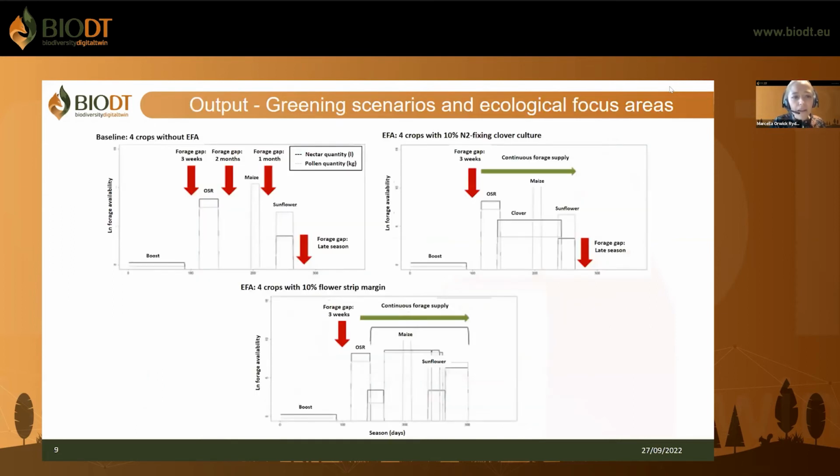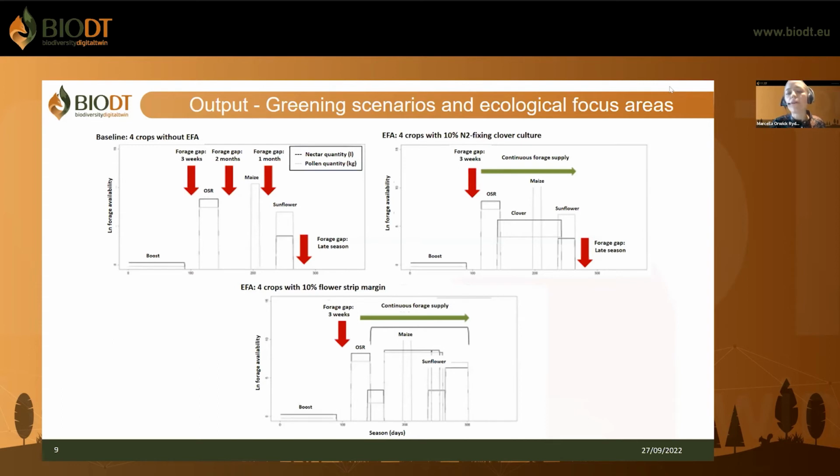As well, we could think about something called ecological focus. This is a greening solution within Europe. Right here, I'm showing a few different cases where, for instance, we could model the introduction of different nectar sources within crops to reduce forage gaps. In the first example modeled here are 4 different crop types without any introduction of other nectar sources, where several forage gaps are present.